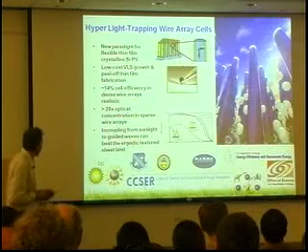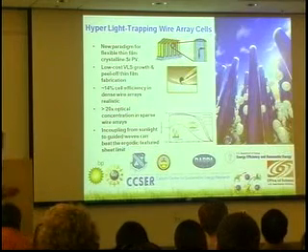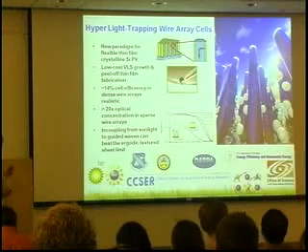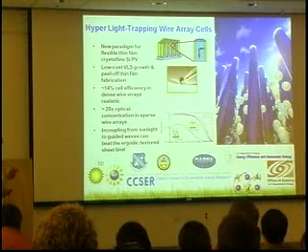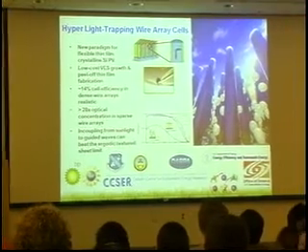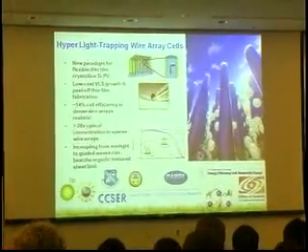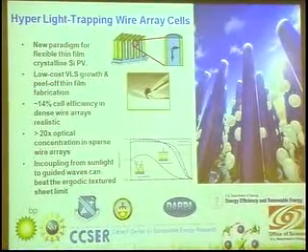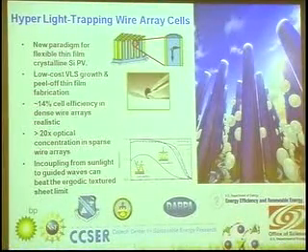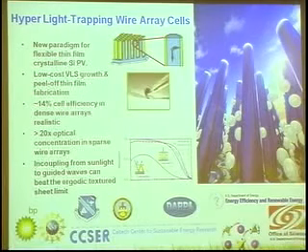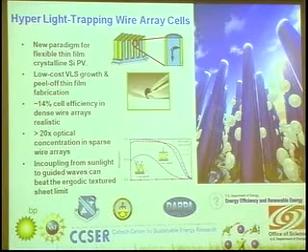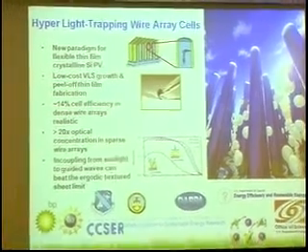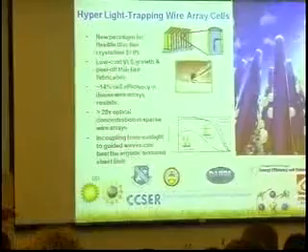So let me sum up and tell you about some of the things that I described today. One is what we call hyperlight-trapping wire array solar cells, which we think is a really new and interesting way of making silicon solar cells with a fraction of the material volume. This shows the flexible polymer sheet, with high optical local concentration and absorption that actually exceeds the previously imagined absorption limits.